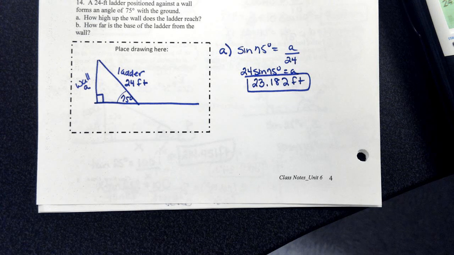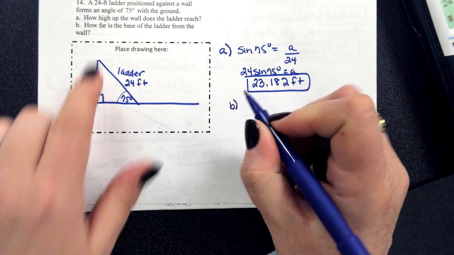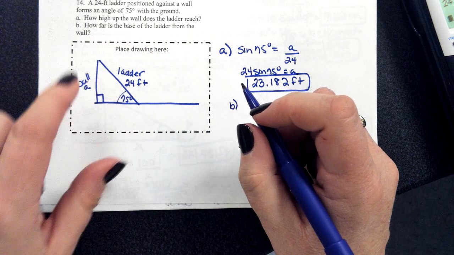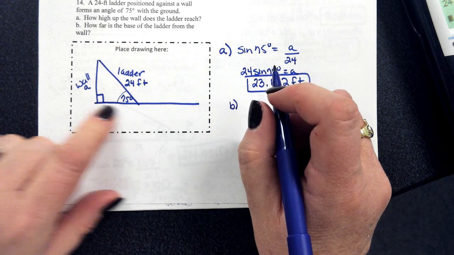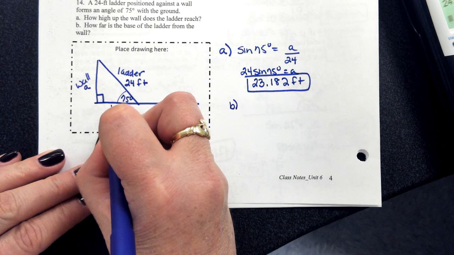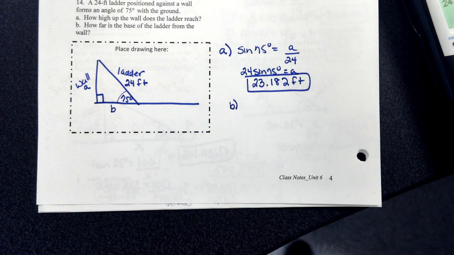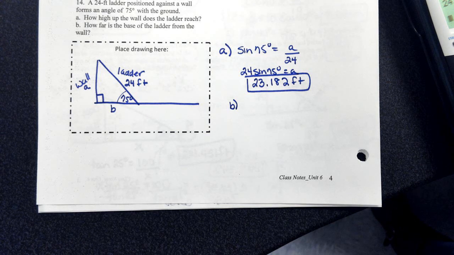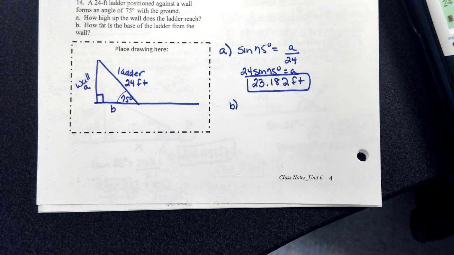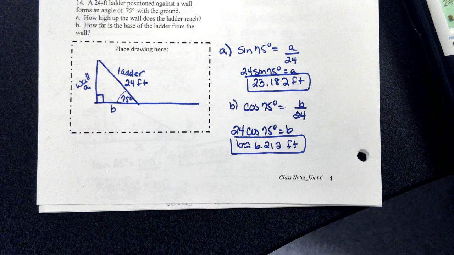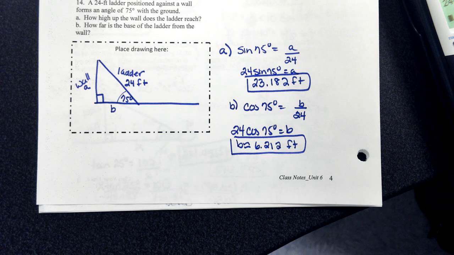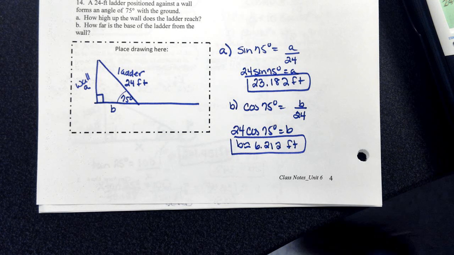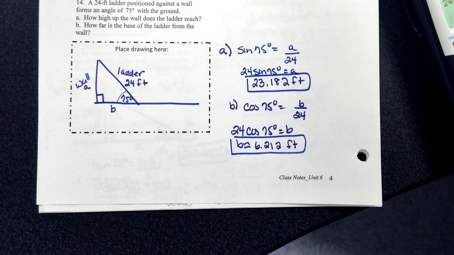So I looked at part B. How far is the base of the ladder from the wall? Well, there's only one side of the triangle left to find, so that's the horizontal side, correct? So I'll call that side B. So go ahead and calculate how far away the base of this ladder is from the wall. So ladies and gentlemen, you should end up with about 6.212 feet. So any questions on working on those angle of elevation, angle of depression problems to solve those right triangle problems?